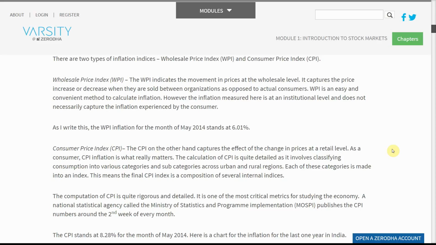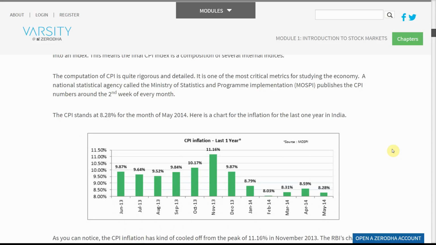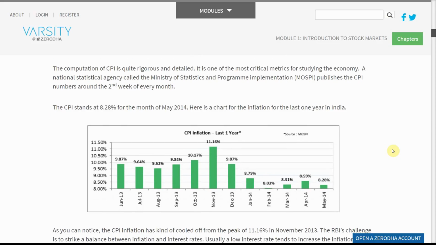Consumer Price Index (CPI). The CPI, on the other hand, captures the effect of the change in prices at a retail level. As a consumer, CPI inflation is what really matters. The calculation of CPI is quite detailed as it involves classifying consumption into various categories and subcategories across urban and rural regions. Each of these categories is made into an index. This means the final CPI index is a composition of several internal indices. The computation of CPI is quite rigorous and detailed. It is one of the most critical metrics for studying the economy.